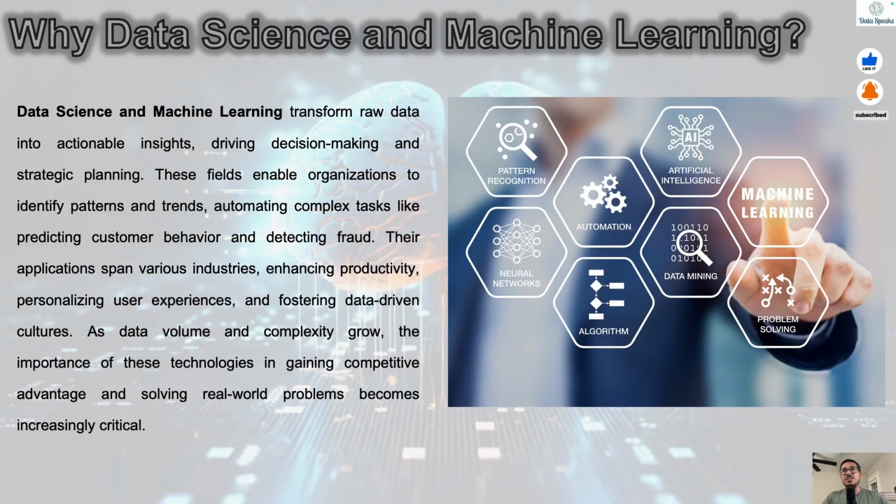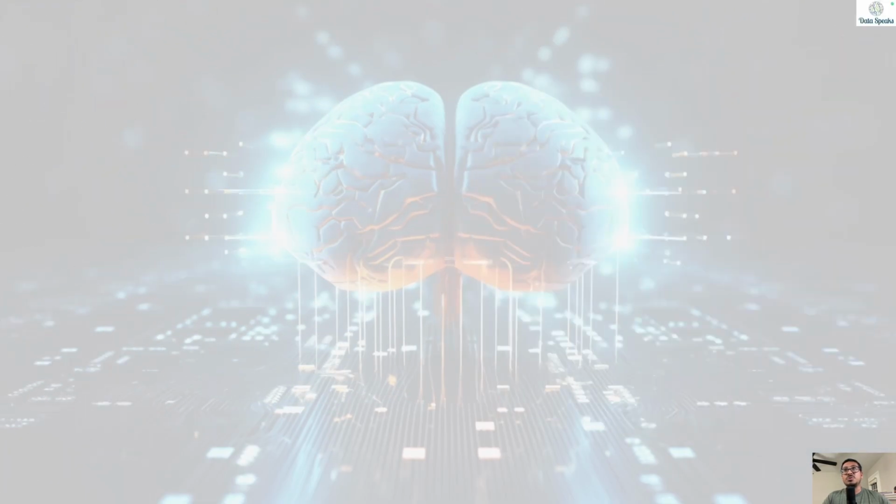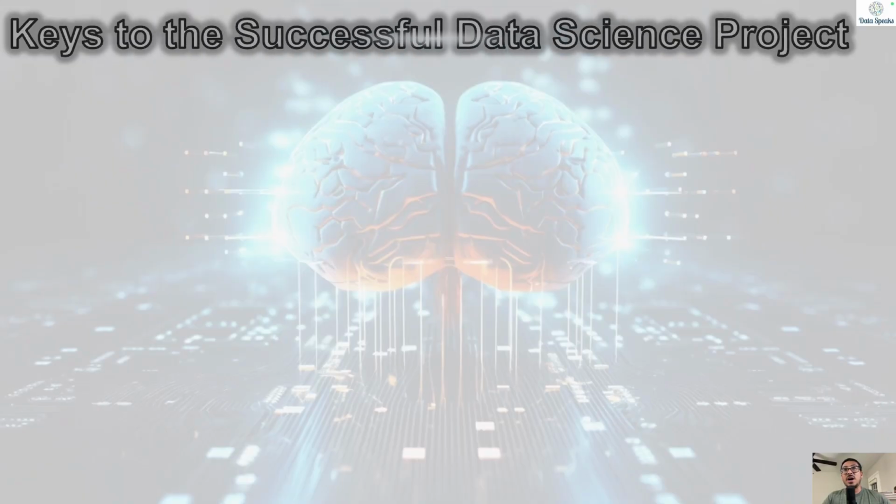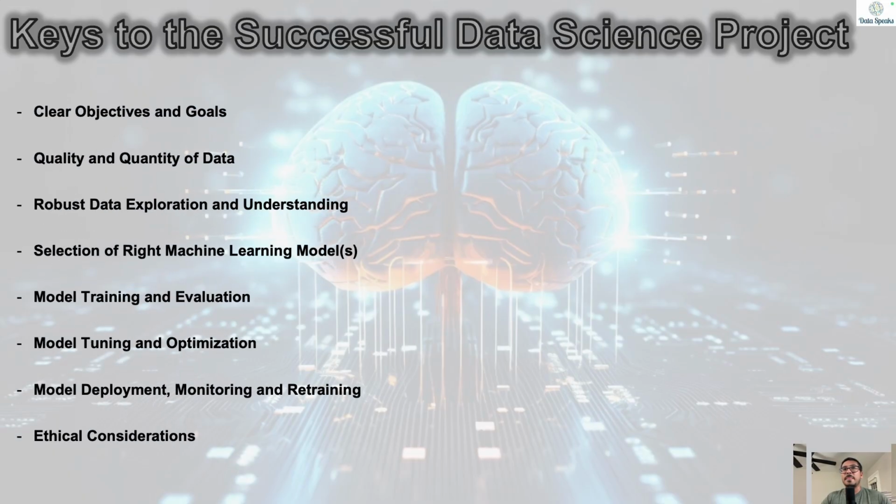By now, we have understood the what and why of data science and machine learning, and why it is important. But isn't it just as important to understand what is required to make a data science project successful? We need to understand what exactly are the key considerations or key requirements to do a successful data science project. Let's understand those one by one.